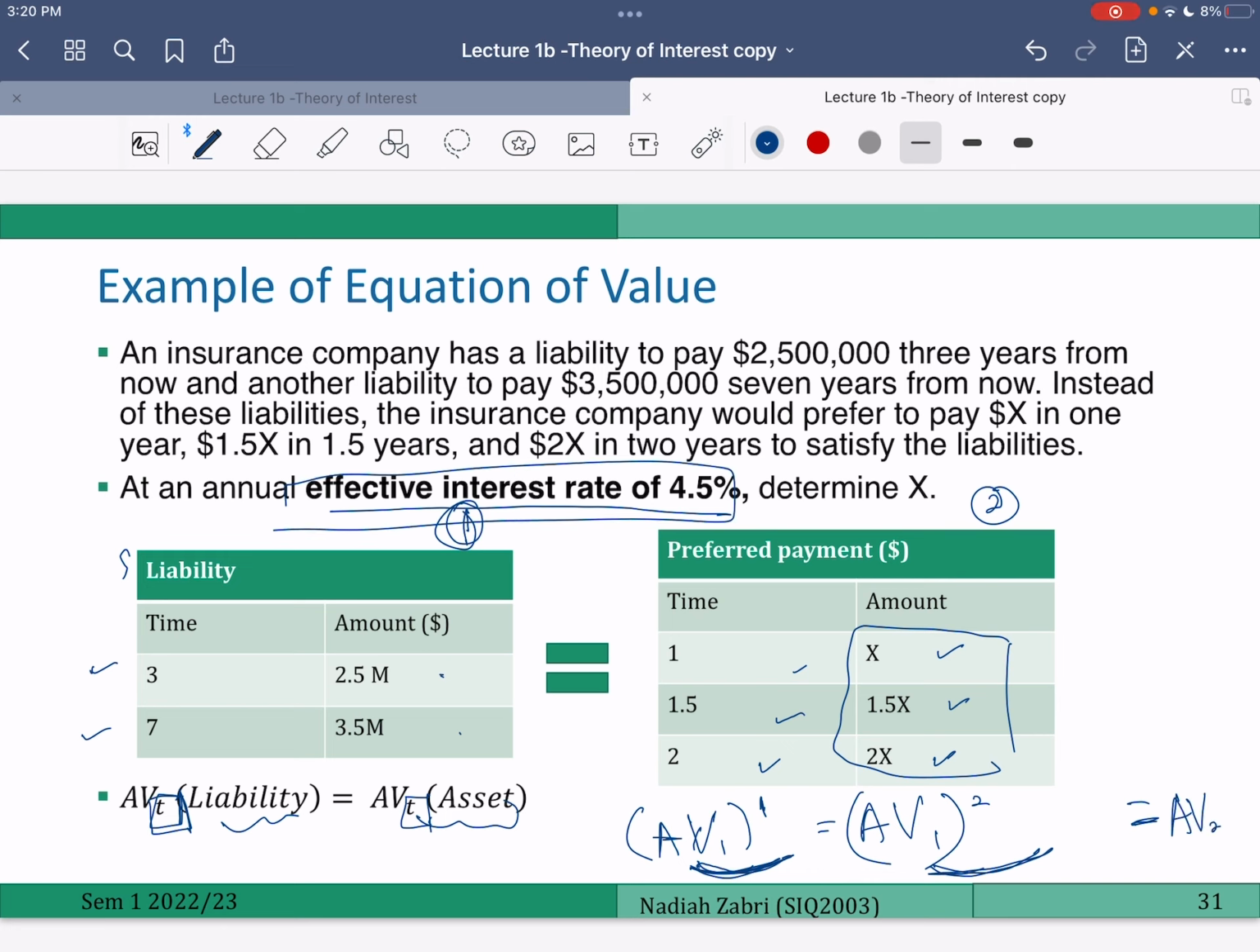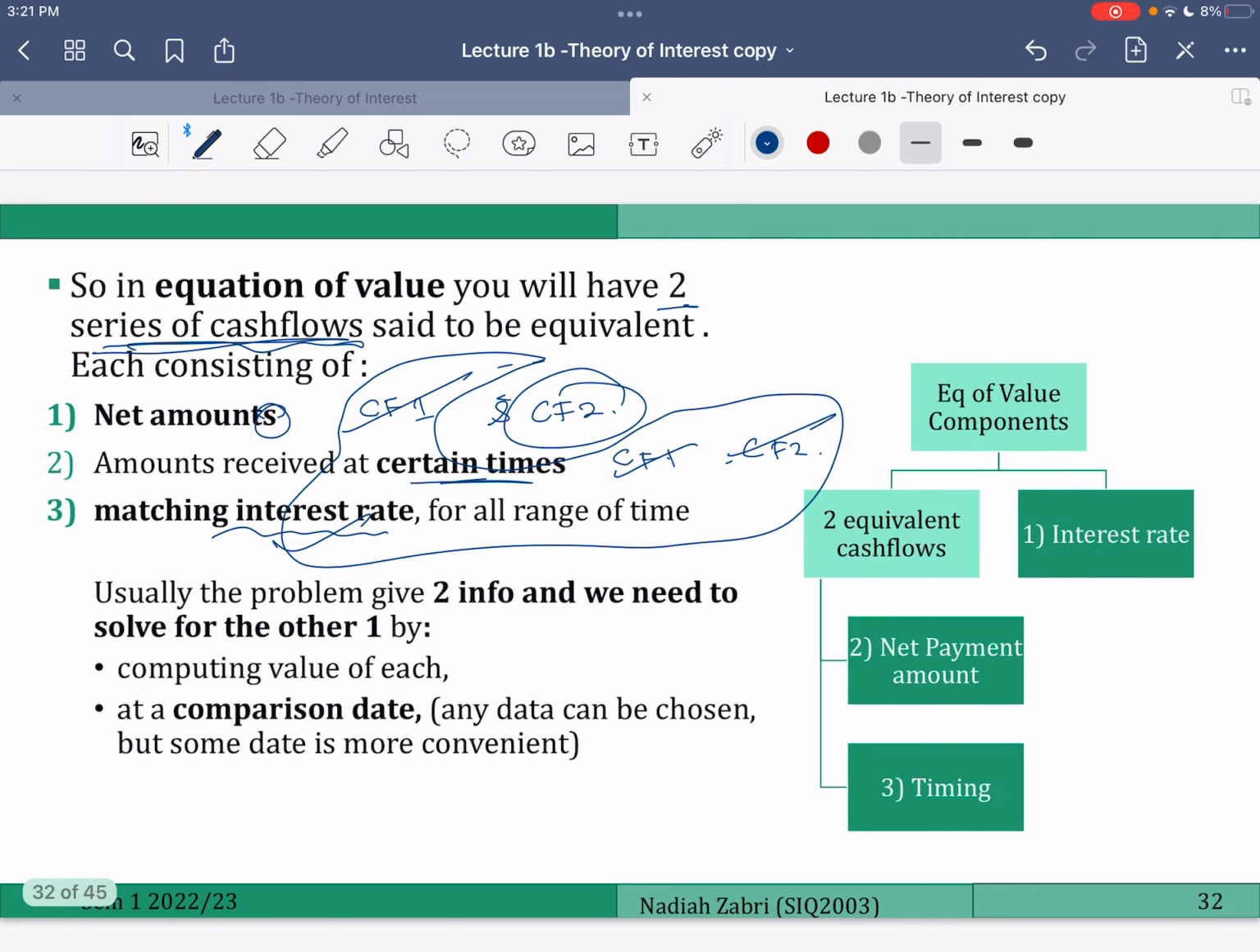AV2 for cash flow 1 is also the same as AV2 for cash flow 2. Understand? Because it follows the same structure. So the comparison time doesn't matter if the interest rate for the two cash flows matches.